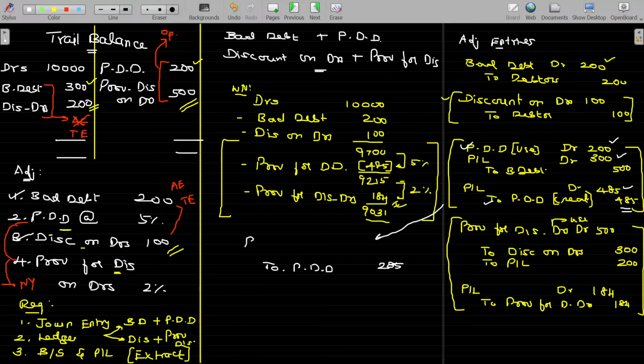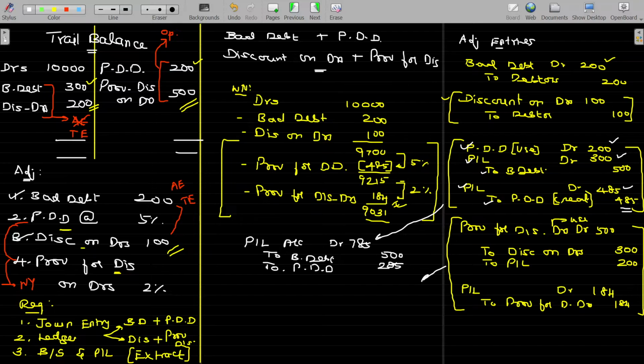So profit and loss account debit 785. Apart from that, we have completed the P&L account. So bad debt is there. The bad debt should be on the credit side. So to bad debt. Okay, the value being found. Now verify whether it's matching or not. So debit is matching the credit.